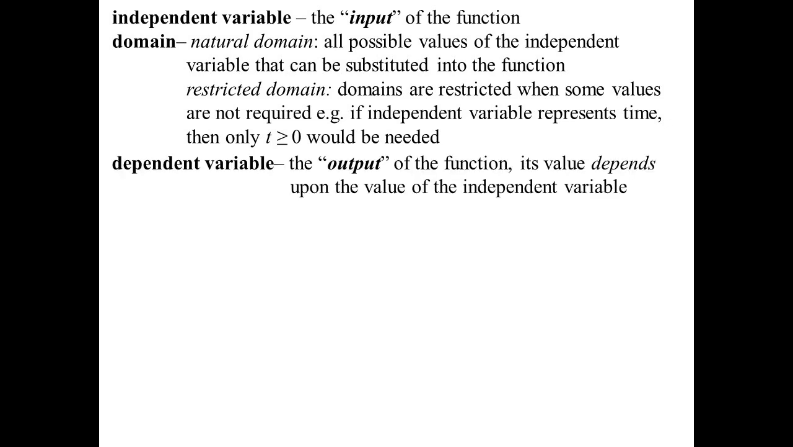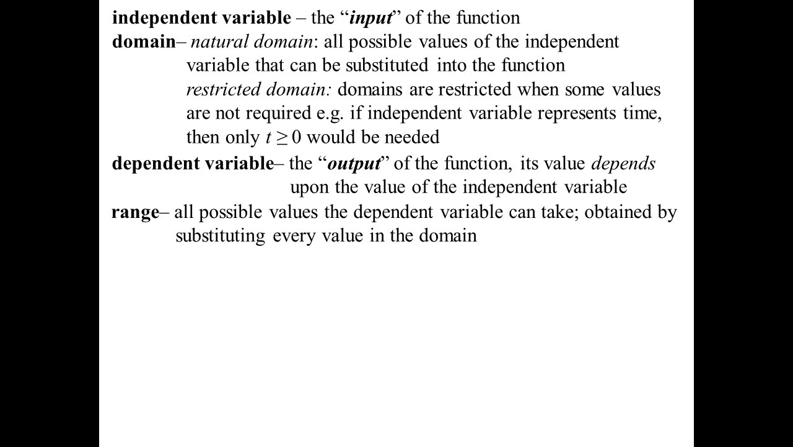The dependent variable then is the output, because the answer depends upon what we substitute in, or the input. Range then are all the possible outputs. Every possible answer we could get substituting in every possible value in the domain. So what could the output be?